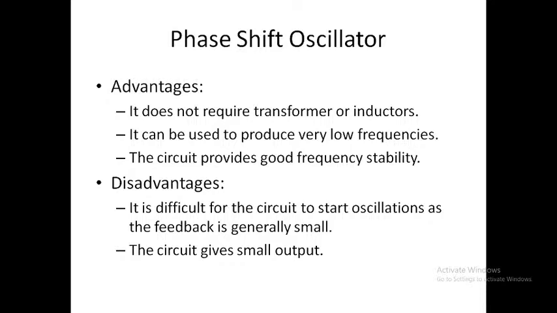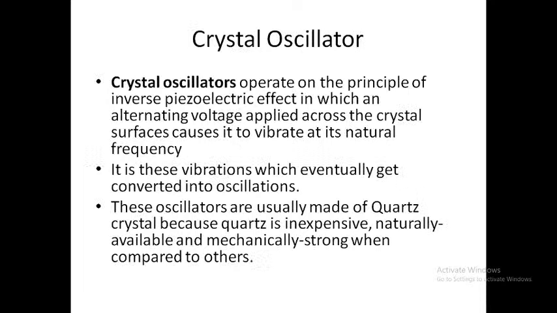There are only two disadvantages. For this circuit, it is very difficult to start the oscillations, because the feedback is generally very small, because you are not giving any input signal to it, and the output of this circuit is very small. So these are the only two disadvantages. To overcome these two disadvantages, what we do is construct a crystal oscillator.